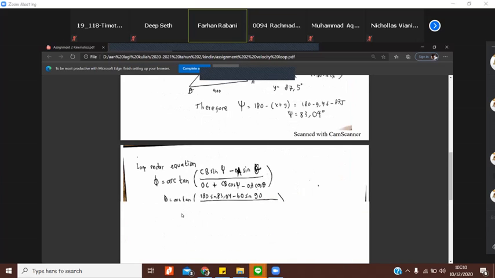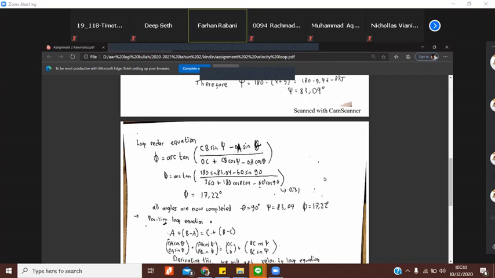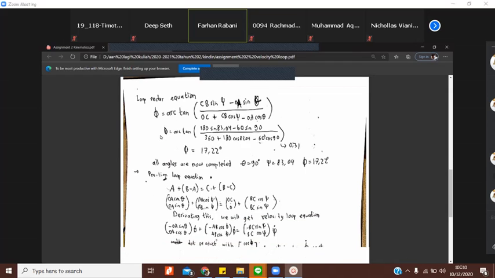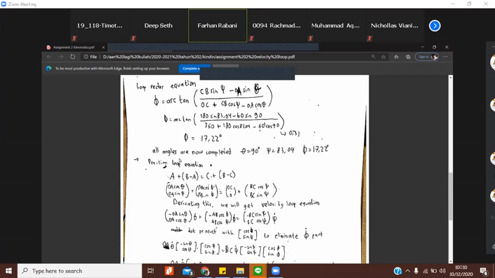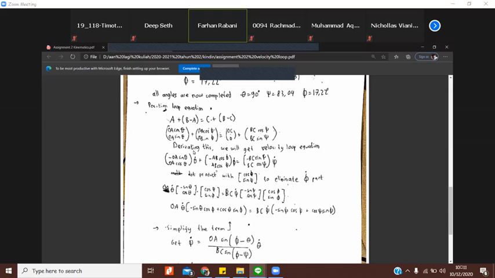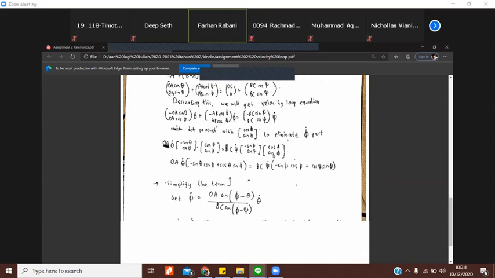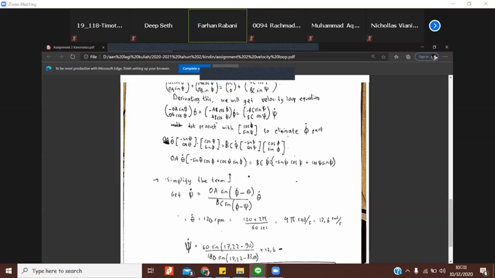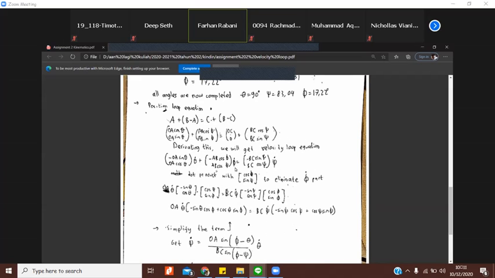We will differentiate this to obtain the velocity loop equation, because the velocity is a derivative of the position. We'll determine the vectors of point A, point B minus A, point C, and point B minus C, which is this equation. And differentiating it, we will get this equation. Because we only need to determine psi dot, we will need to eliminate the phi dot part, because if we do not eliminate it, there will be two unknowns with only one equation.